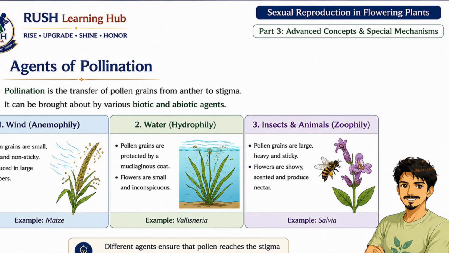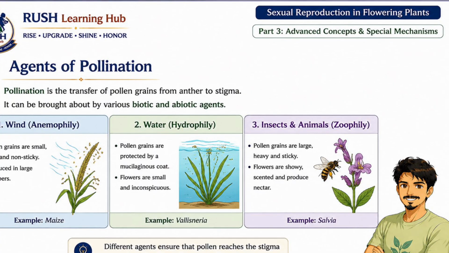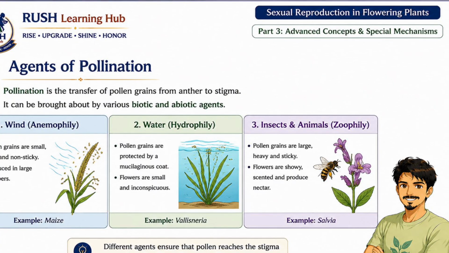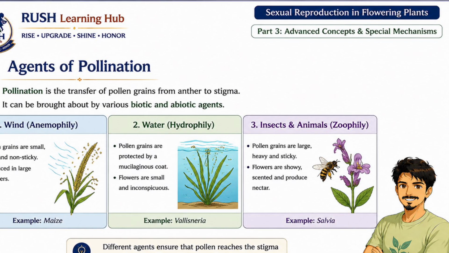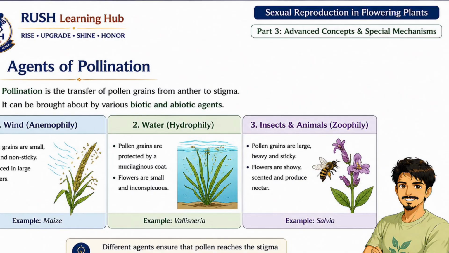The flowers are generally small, inconspicuous, and do not produce nectar because they do not need to attract animals. A common NCERT example is maize.